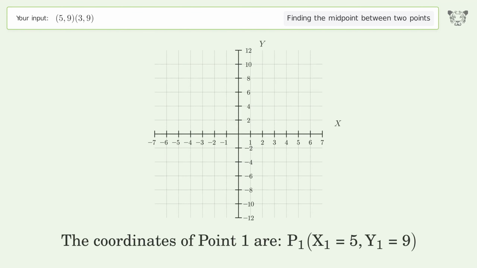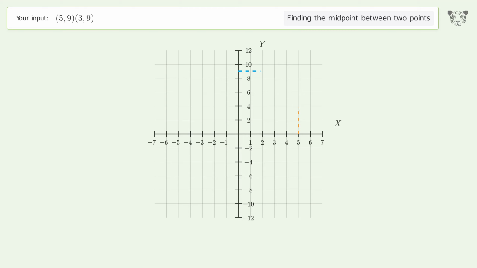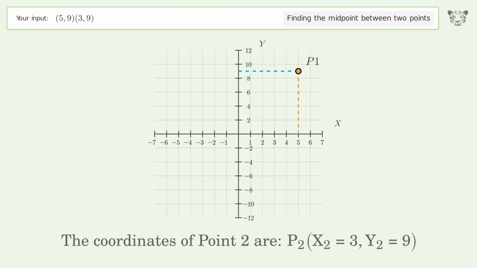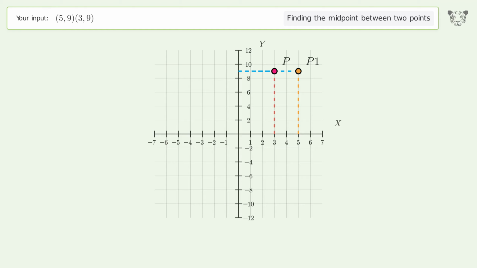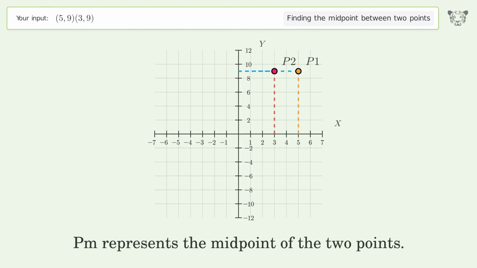The coordinates of point 1 are x1 equals 5, y1 equals 9. The coordinates of point 2 are x2 equals 3, y2 equals 9. PM represents the midpoint of the 2 points.